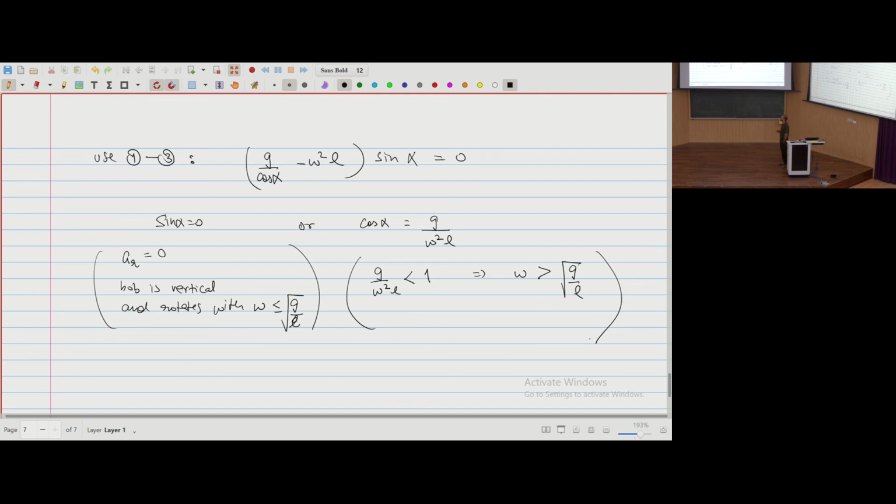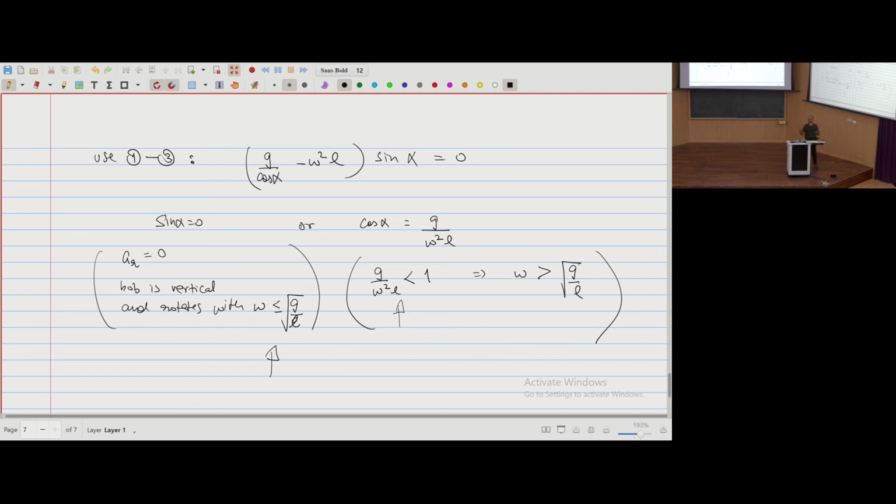Have I made a mistake somewhere? On the left hand side, this one. Then probably this one, right? We're talking about failure. We were trying to find out under what condition cos alpha equal to g by omega squared L does not work. So cos alpha cannot be greater than 1, right? So we are trying to understand the two solutions.